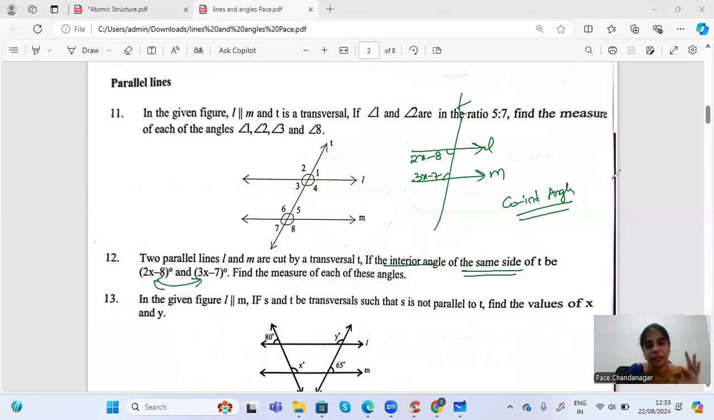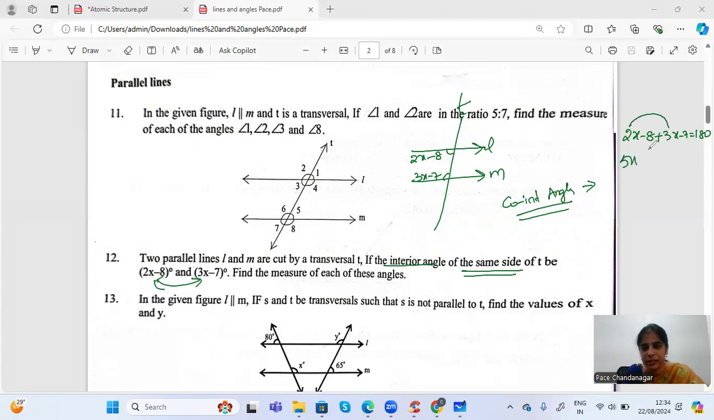So what can I say? If they are supplementary, the sum of them will be equal to how much? 180 degrees. Now we need to frame our own equation from the question. That is 2x minus 8 plus 3x minus 7 equal to 180 degrees is what we are focusing on, isn't it? So just solve the equation.